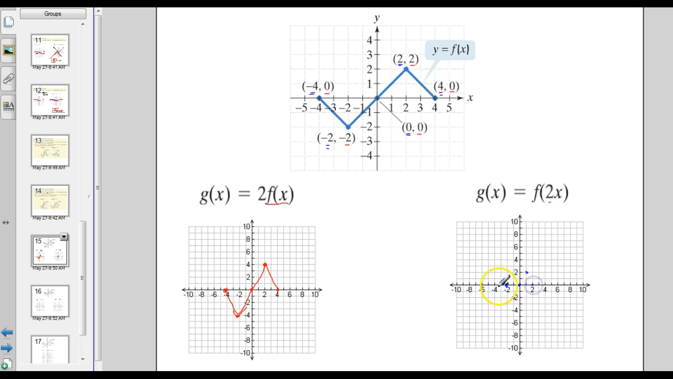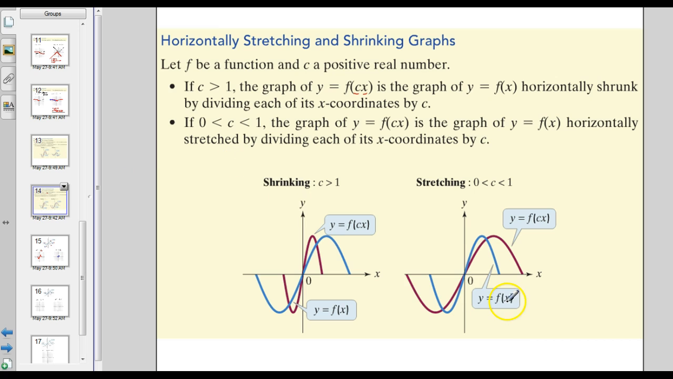So this one gets compressed in horizontally, but vertically it's still the same height. Vertically it still goes from negative 2 to positive 2. Horizontally now, instead of negative 4 and positive 4, we're going from negative 2 to positive 2. So it was squeezed in, like we saw here.